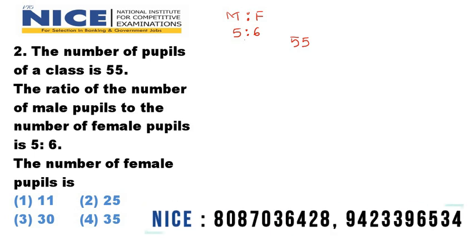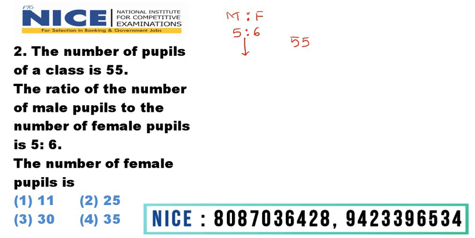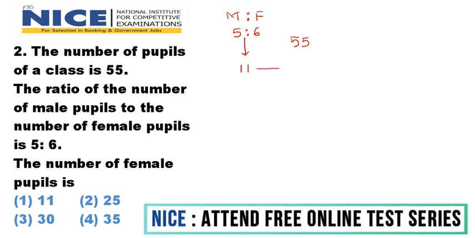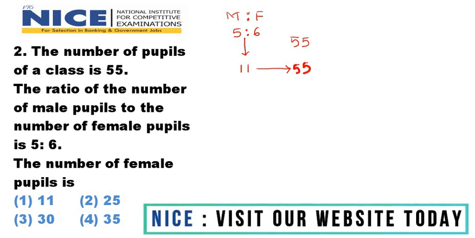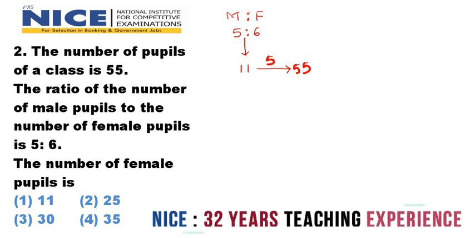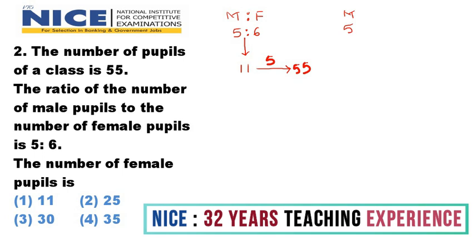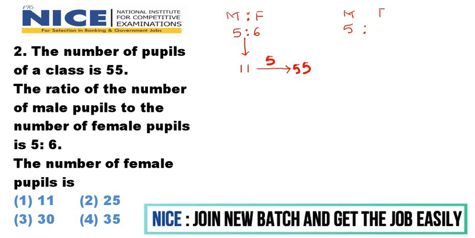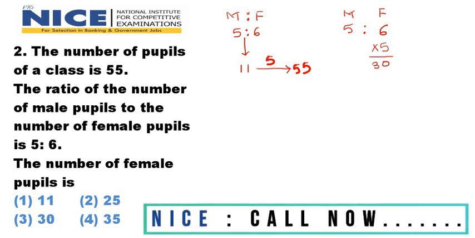See, this can be done on similar lines as we did earlier. This total comes out to be 11, but the actual total is 55. So obviously every number is to be increased how many times? It is to be increased 5 times. So the number of males must be 5 into 5, but it is not asked, so we are not going to find that out. The number of females is 6 into 5, that gives us 30. So in all there are 30 females. What is our answer? Our answer is 30.